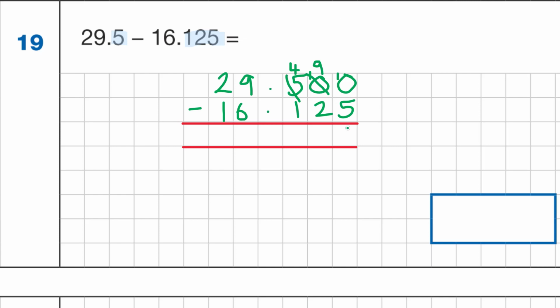So now we can subtract. 10 take away 5 is 5, 9 take away 2 is 7, 4 take away 1 is 3. Decimal point, 9 take away 6 is 3, and 2 take away 1 is 1. And then we have our final answer, 13. And then please make sure you put your decimal point in very clearly. It doesn't look like a comma or an apostrophe. It's nice and clear, and all your digits are clearly written in the answer box as well.